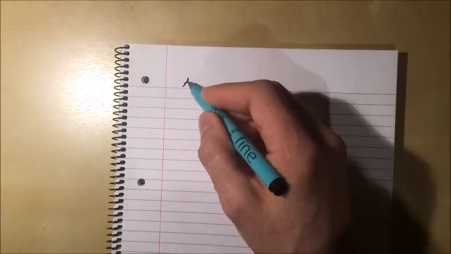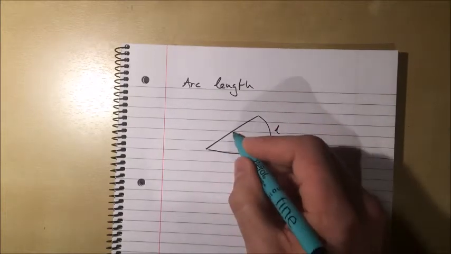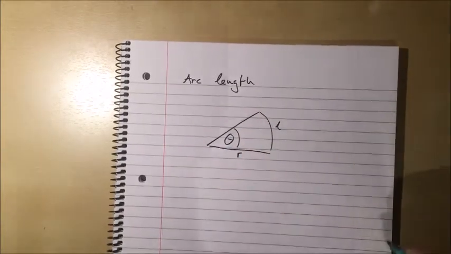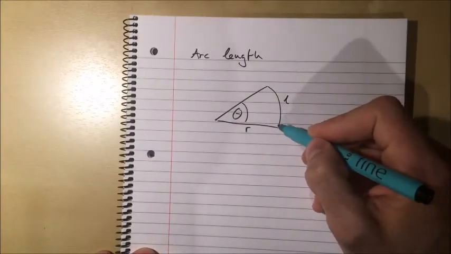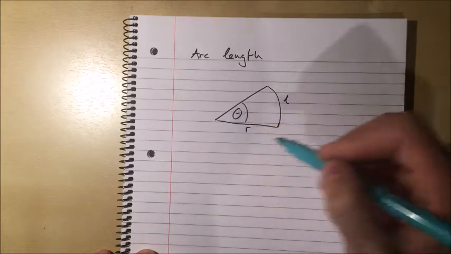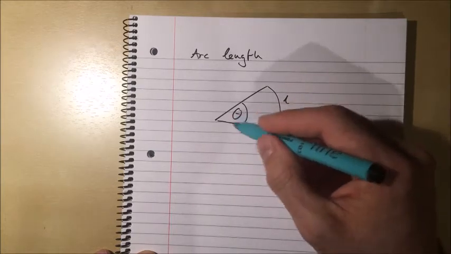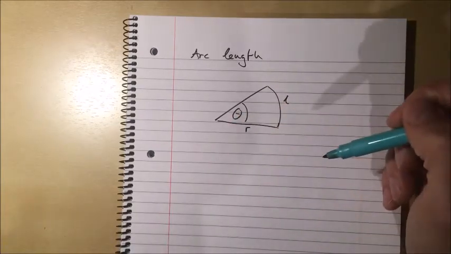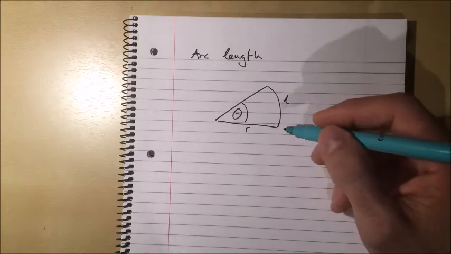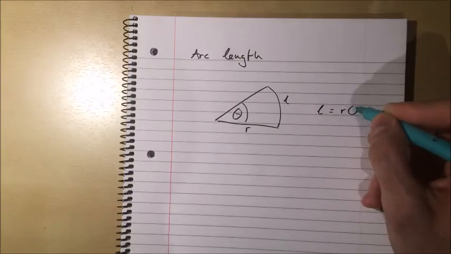The three formulas we need are: one is the arc length. So if I have a sector of a circle like this, here is the arc length, here is the angle in radians, and here is the radius. Well, let's think about this. If the arc length is the same as the radius, then that is an angle of 1 radian. If the arc length is twice as long as the radius, then this is an angle of 2 radians. So if you just think about the definition of what a radian means, then the arc length is the radius times the angle.